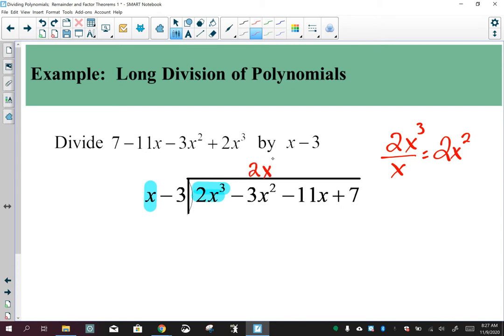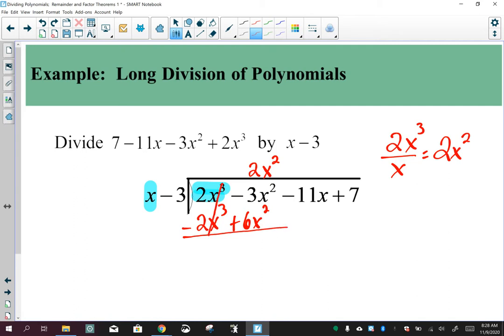And now I'm going to multiply and change the sign. So if it was positive, it becomes negative, and if it's negative, it becomes positive. Because the goal is, once I focus on this piece, I need to get rid of it. That's what this is going to do. So 2x squared times x gives me a positive 2x cubed. As it comes under, it changes sign and becomes negative 2x cubed. 2x squared times negative 3 is a negative 6x squared, but as it comes under, it becomes a positive 6x squared.